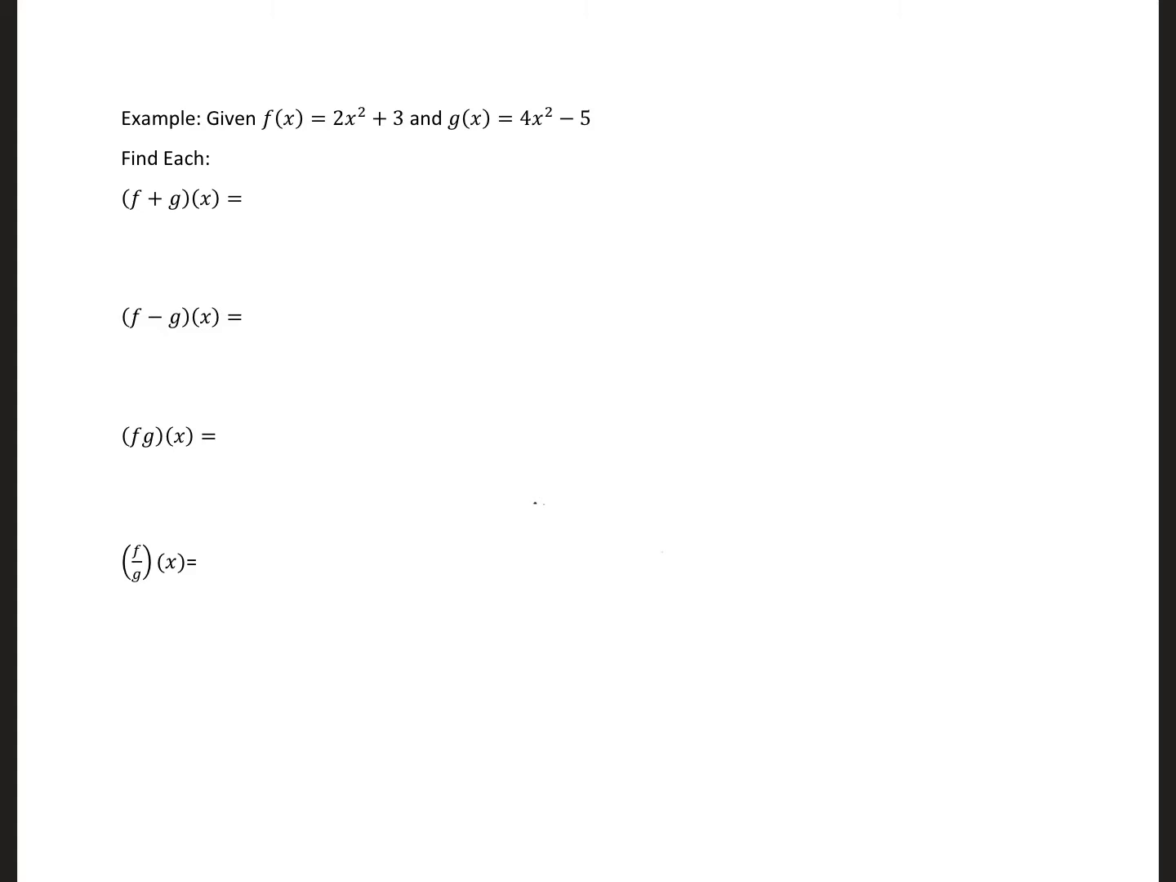And so lastly, we want to find f divided by g of x. Oftentimes these can be the most simple. This is just saying take f of x and put it over g of x. And so in this case, this is just 2x squared plus 3 over 4x squared minus 5.